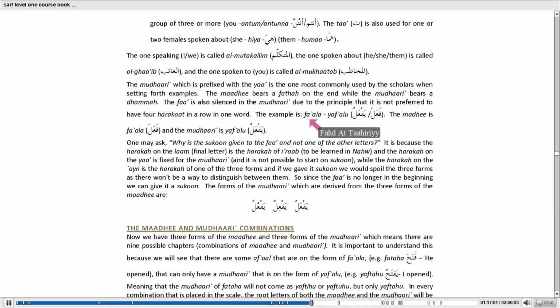Now the example is fa'ala yaf'alu. The madi is fa'ala, the mudari' is yaf'alu. One may ask, why is the sukoon given to the fa? How come the sukoon is not given to the ain, and how come it is not given to the lam? It is because the haraka on the lam, the final letter, is the haraka of i'rab, to be learned in nahu. Look at the haraka at the end, barakallahu fikum. Let me tell you something about the harakas that are found at the end of words.